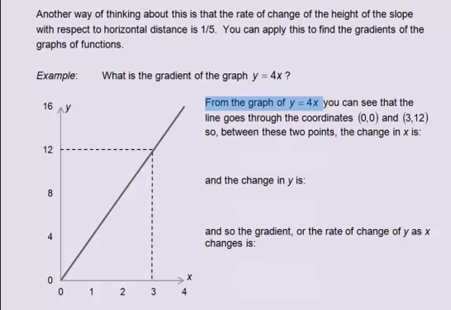From the graph of y equals 4x, you can see that the line goes through the coordinates 0, 0 and 3, 12. So, between these points, the change in x is delta x equals 3 minus 0, which equals 3. And the change in y is delta y equals 12 minus 0, which equals 12. And so the gradient, or the rate of change of y as x changes, is delta y divided by delta x, which equals 12 divided by 3, which equals 4.